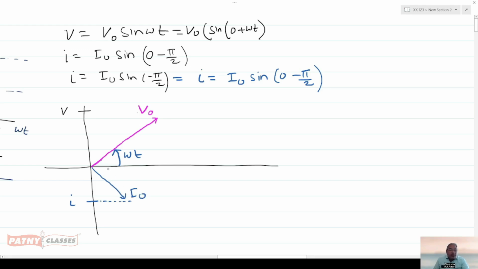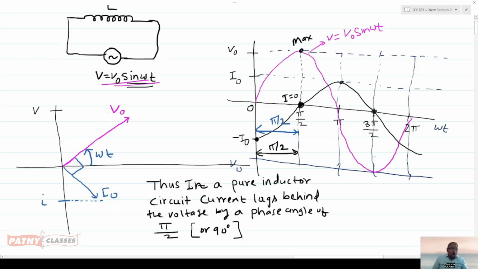And what is the angle between current and voltage? That is 90 degrees. Thus, in a pure inductor circuit, current lags behind the voltage by a phase angle of pi by 2, that is equal to 90 degrees.